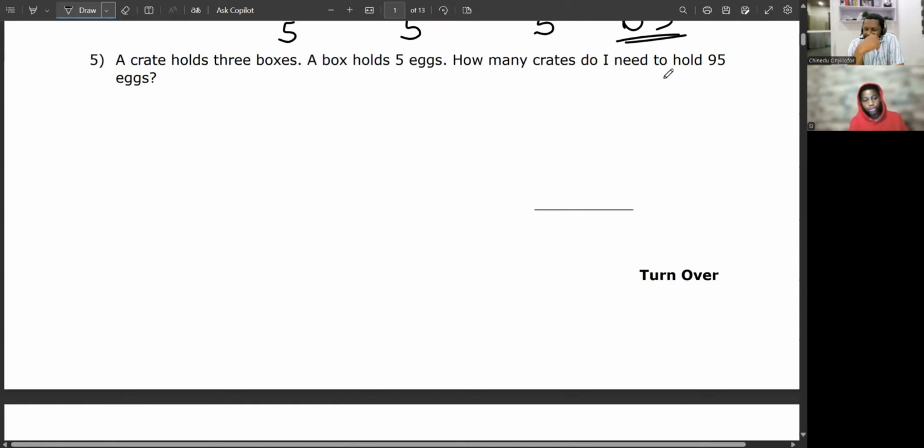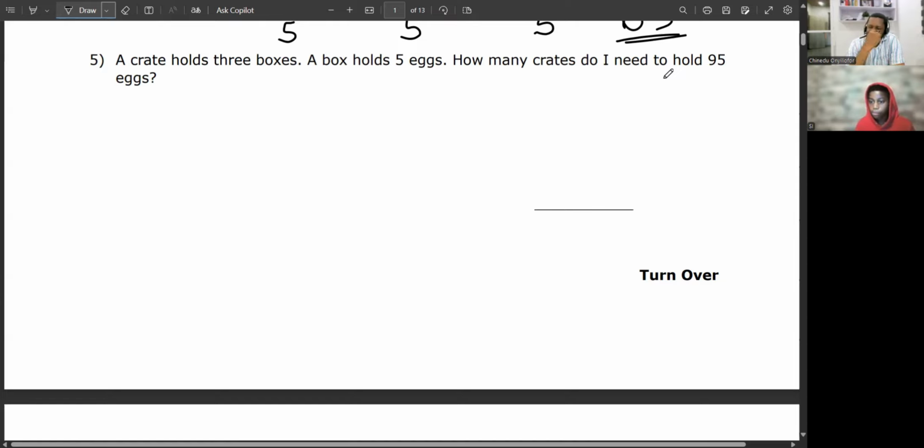And because a crate holds 3 boxes, they're asking how many crates can hold 475. And that's going to be 150 a remainder 1. But because it's remainder 1, we go to the next number, which is going to be 159.